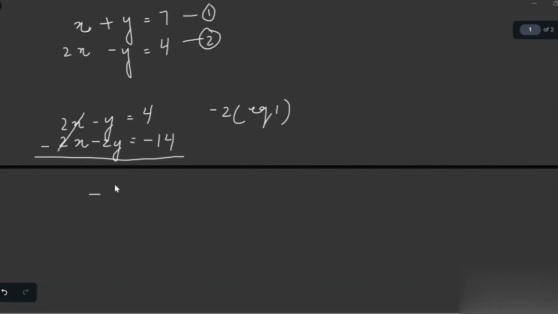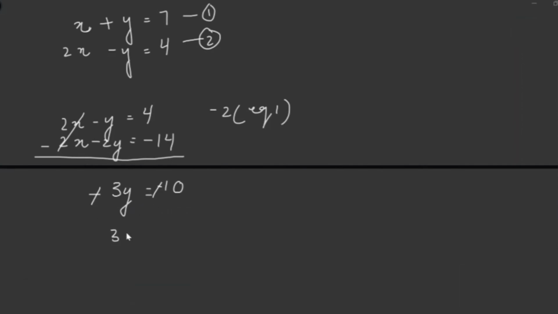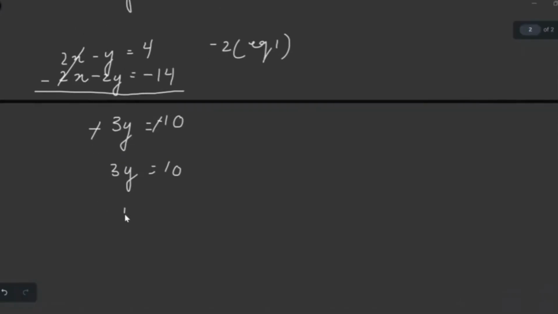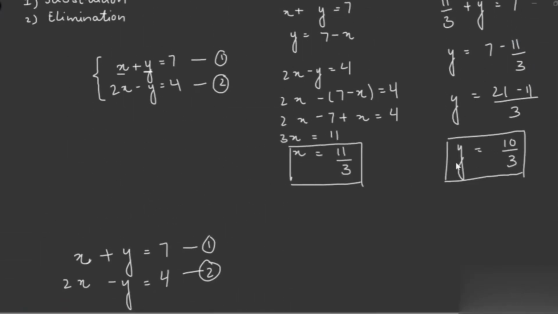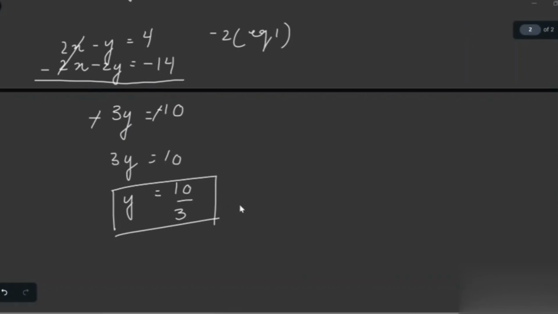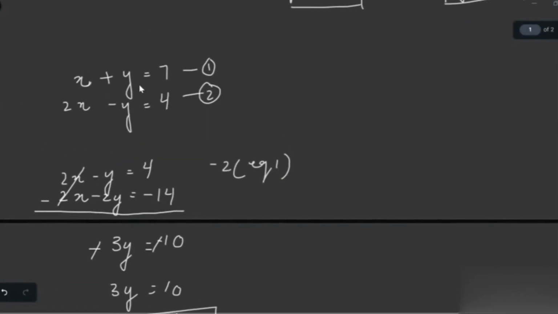Then we would get minus 3y, and we would get minus 10. And the minus would get cancelled out. Then you have minus 3y over minus 10. Then you have y is equal to 10 over 3. And as you can see, from substitution, our y was the same. So we have gotten one value of y, and we can just plug it in any of the equations.